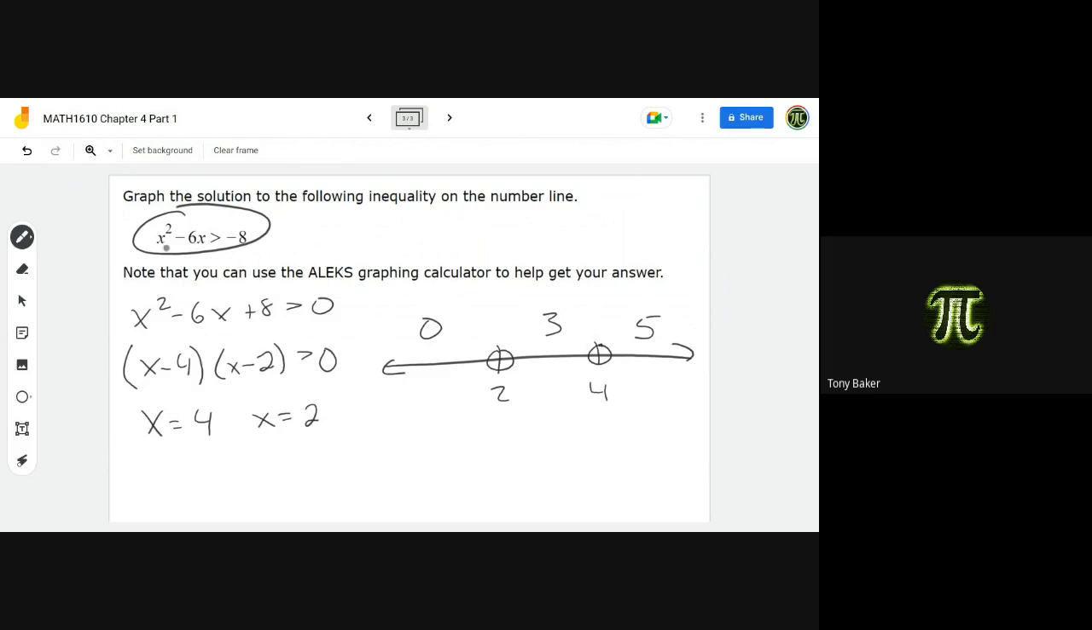So we're going to go back up to the original problem. So I have 0 minus 0 is greater than -8. 0 is not greater than -8. So that side I'm not shading. Oh, you're right. 0 is greater than -8. Sorry. So I'm going to shade that section there.